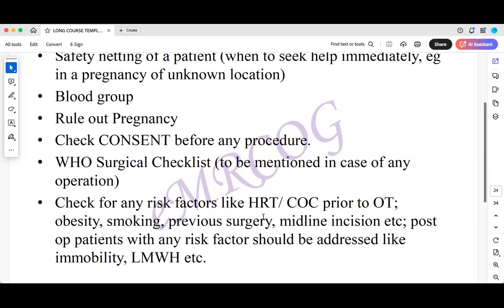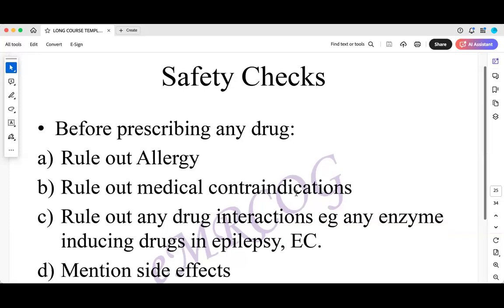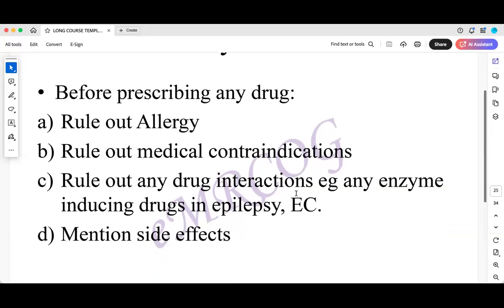So that's very important, my friends, to check any contraindication of a drug before you prescribe it, and any allergy before you proceed with the management of the cases. Those are basic things in securing the safety. So before prescribing medication, make sure to rule out allergy, rule out medical contraindication, and rule out any drug interaction.